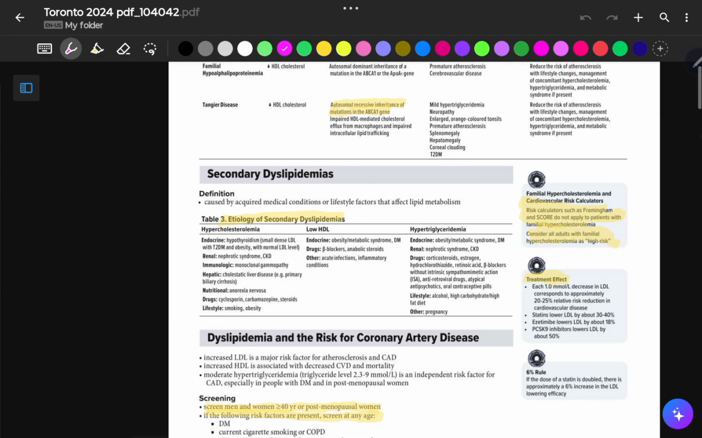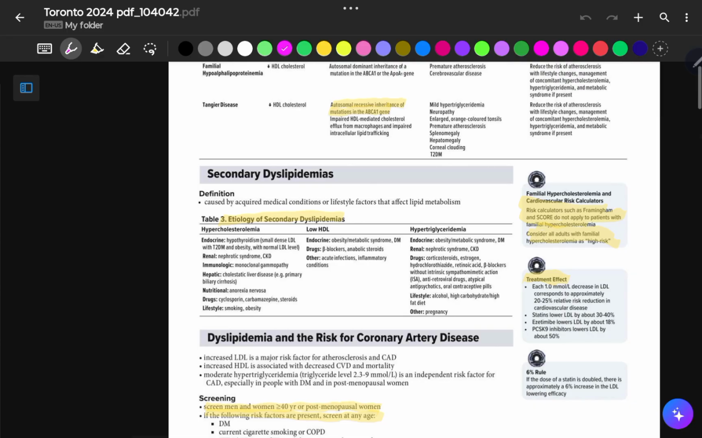So basically, endocrine disease: patients have hypothyroidism, type 2 diabetes, obesity. Also patients who have renal disease like nephrotic syndrome or chronic kidney disease cannot actually excrete cholesterol, so it gets filled in the blood. Immunological causes can be monoclonal gammopathy. Hepatic causes are cholestatic liver disease, for example primary biliary cirrhosis. Basically the liver is not working, the ducts are not working, and then you have accumulation of cholesterol.